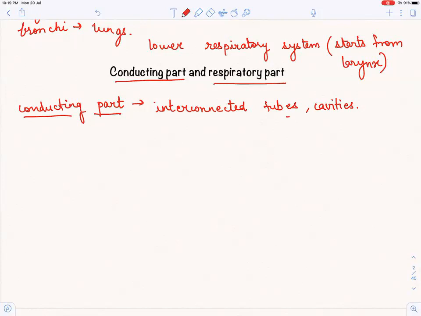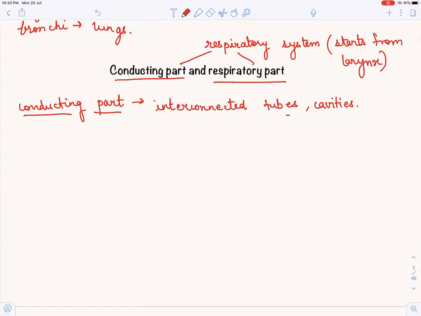Sorry, conducting and respiratory part are not two parts of the lower respiratory system. They are just another way of classifying the respiratory system. So please kindly note this: the respiratory system can also be divided into conducting and respiratory parts, not the lower respiratory system, just the respiratory system. So the conducting part is interconnected tubes and cavities.